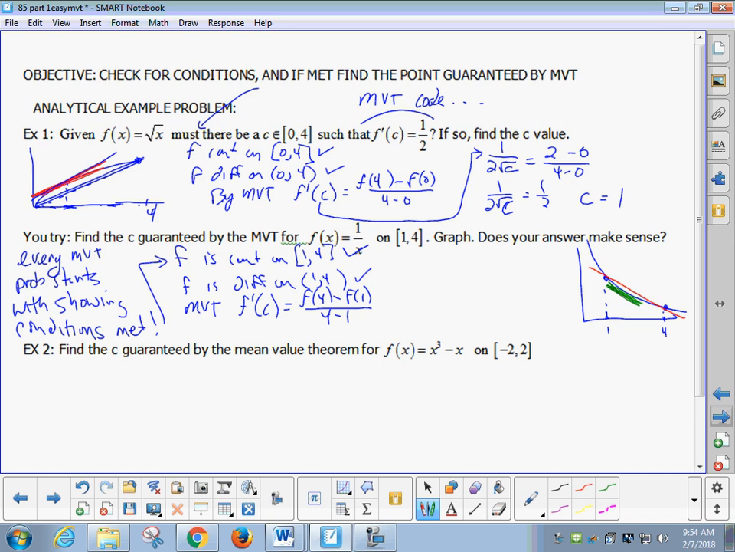What's f prime at c? It might help to write a little power rule. If f is x to the negative 1, then what's f prime? Negative x to the negative 2, or negative 1 over x squared, yeah? So what's f prime at c?